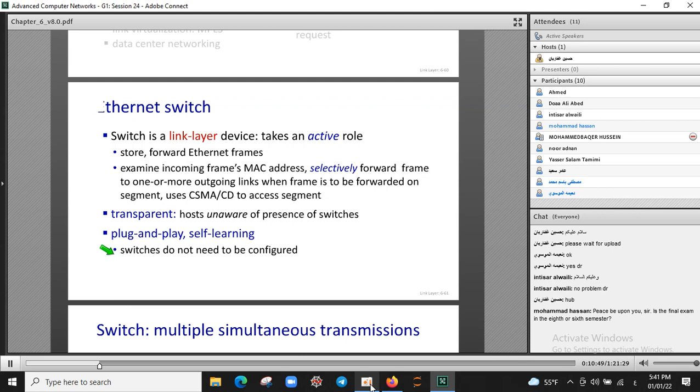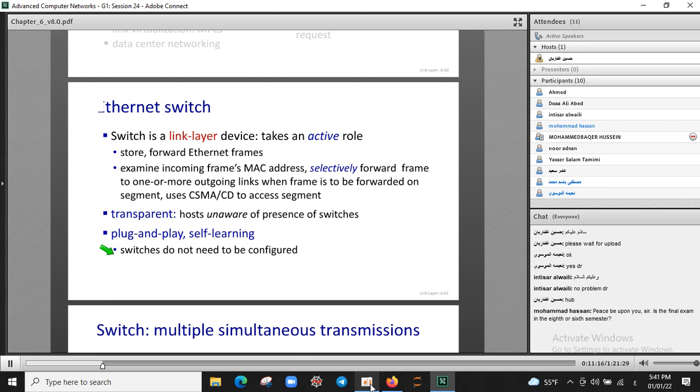It's something different when I compare a switch with a router. If I want to use a router, firstly I have to configure it, and after that, after config, I can use a router. But for switches, it's not necessary to configure it.